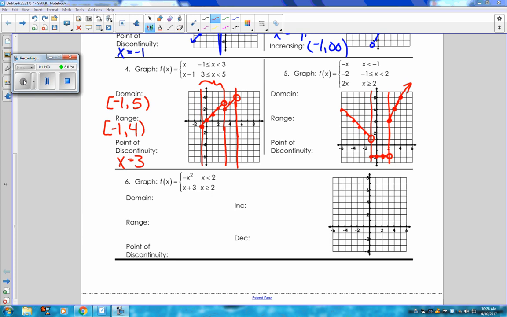The domain is all real numbers, so it's going to be negative infinity to positive infinity. The range is a little bit different. The lowest number I hit is negative 2, but it only touches negative 2, right? Yep. So I'm going to do a bracket because it includes the point of negative 2.